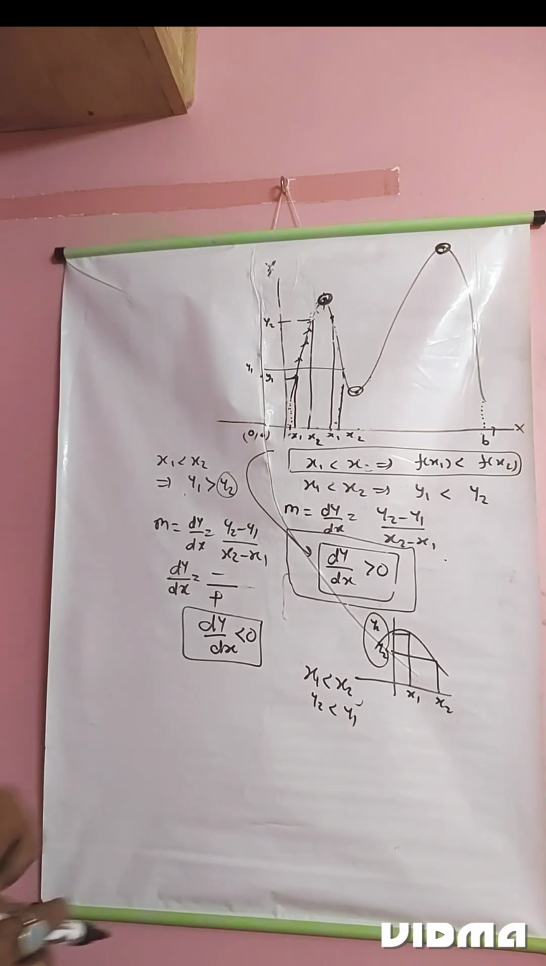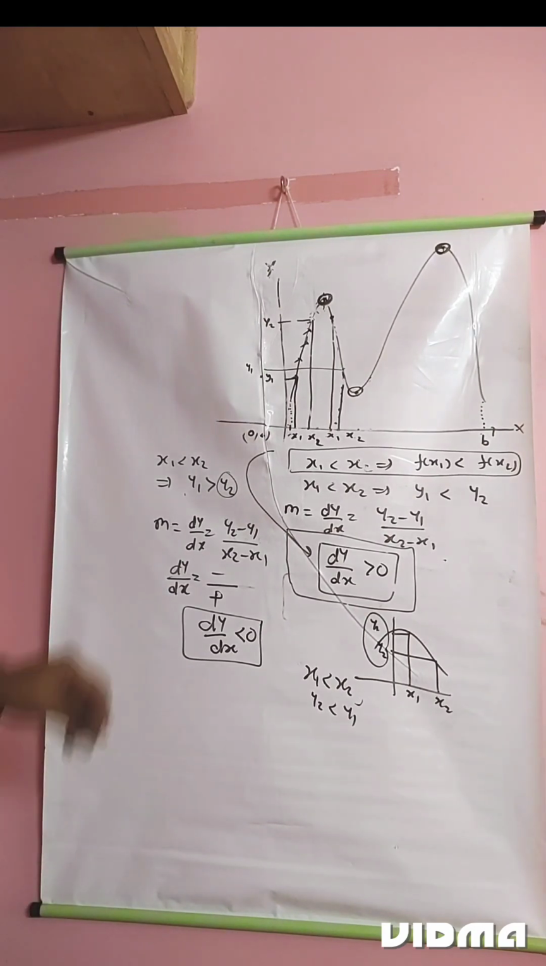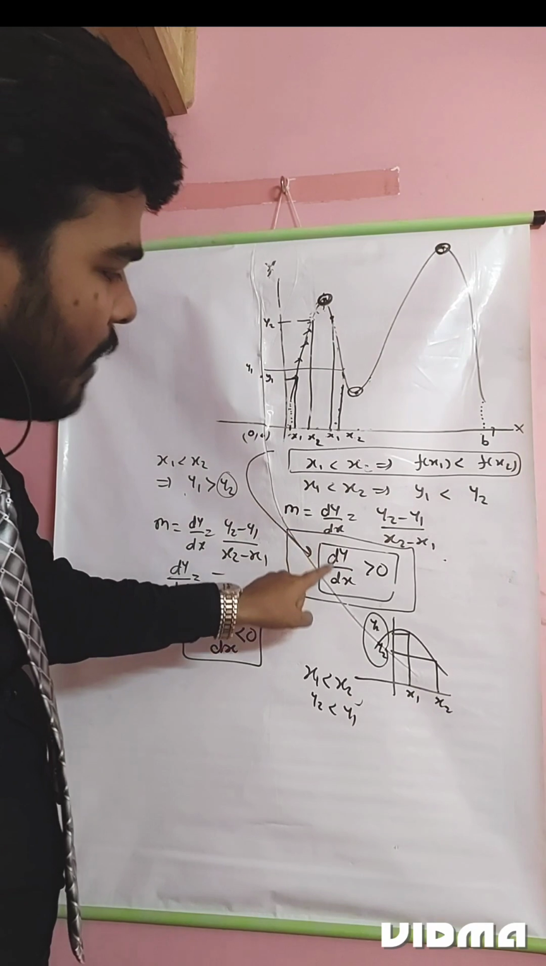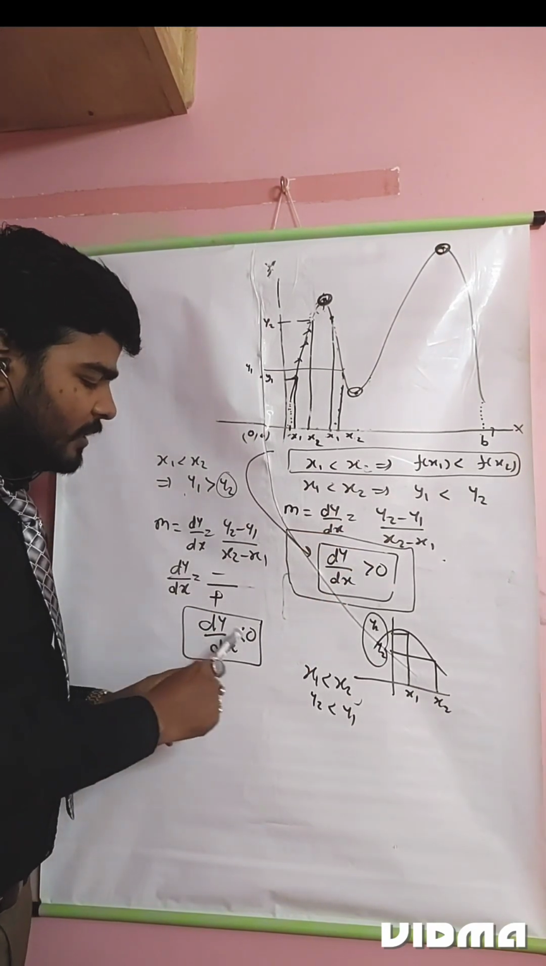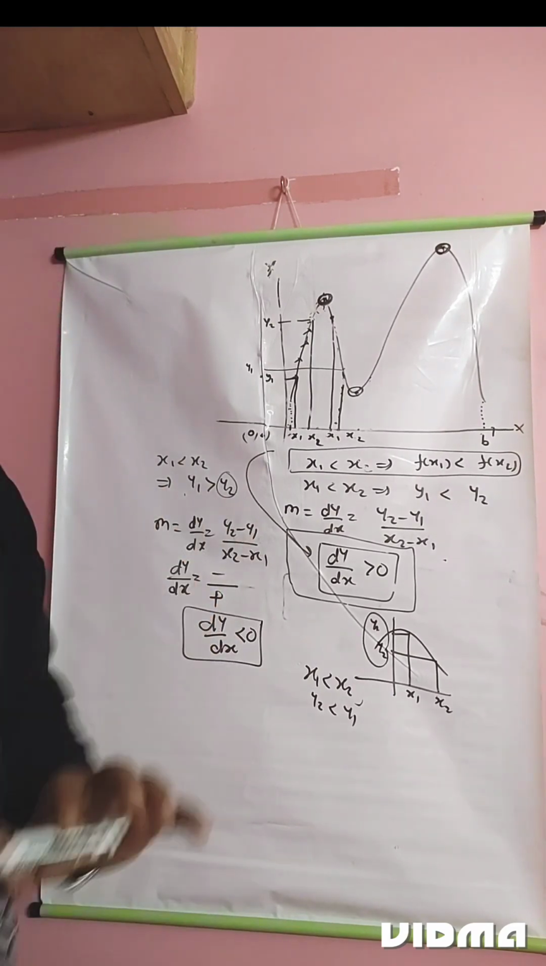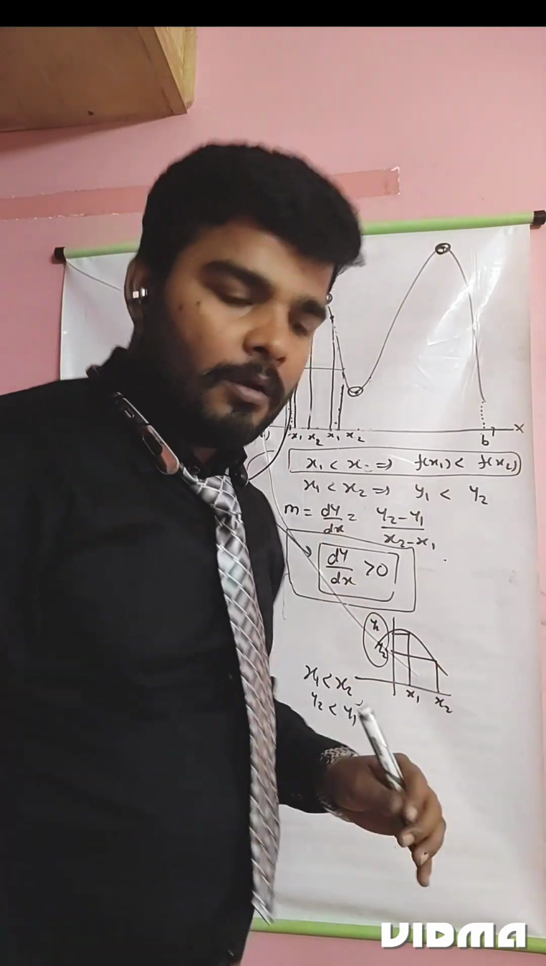Okay. So now we get another result. For an increasing function, dy by dx is greater than 0. And similarly, for a decreasing function, dy by dx is less than 0. Okay, got it?